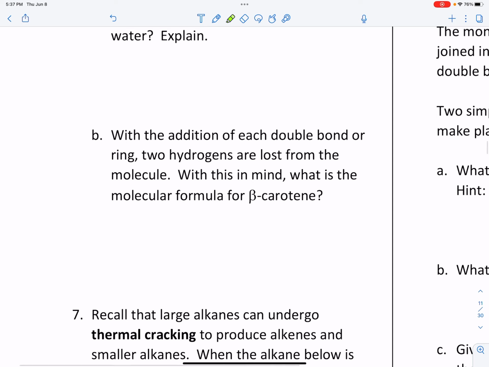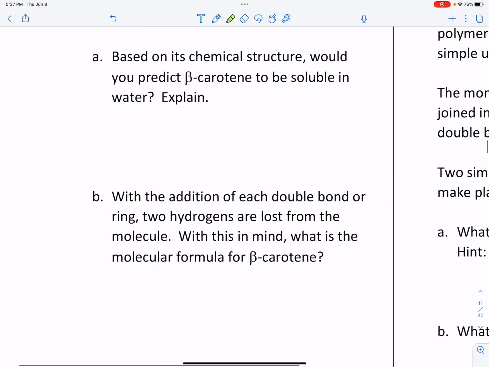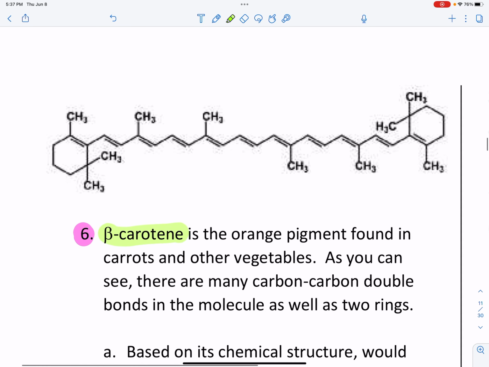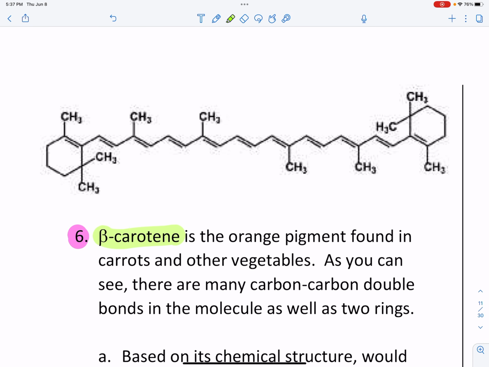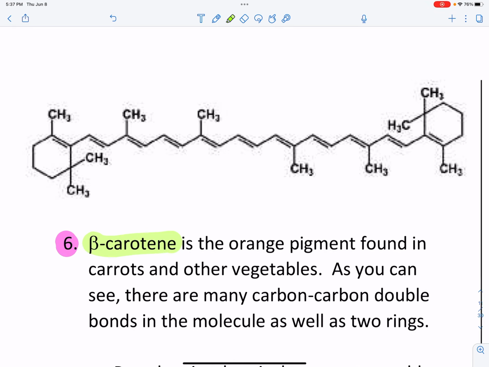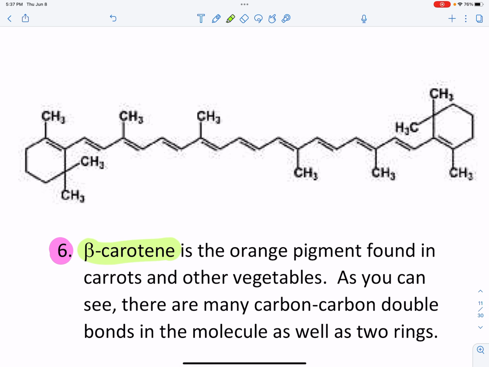For part B, we're reminded that for each double bond or for each ring, we lose 2 hydrogen atoms from the alkane general formula. So what would be the formula for beta-carotene? Look at the molecule and count how many carbon atoms you see. Pause the video if you have to. How many carbon atoms are in that molecule? Okay, I'll count pretty quickly here.